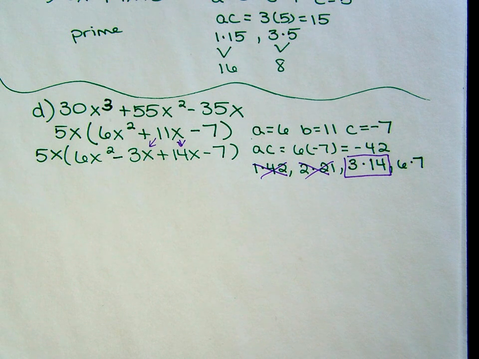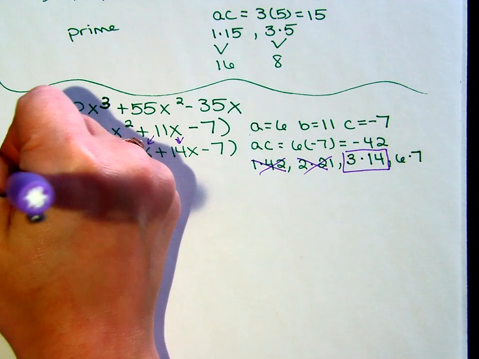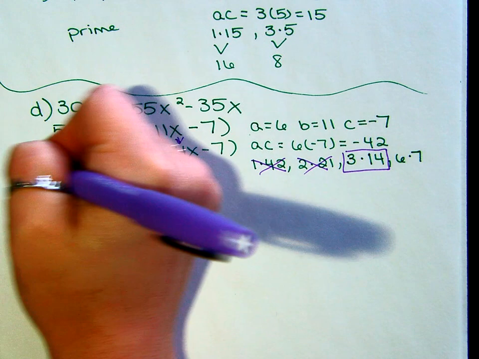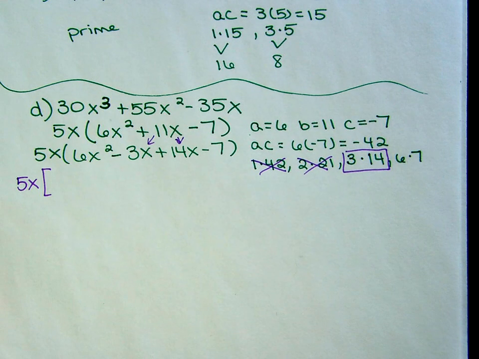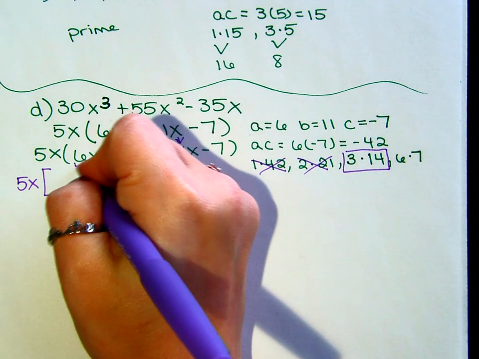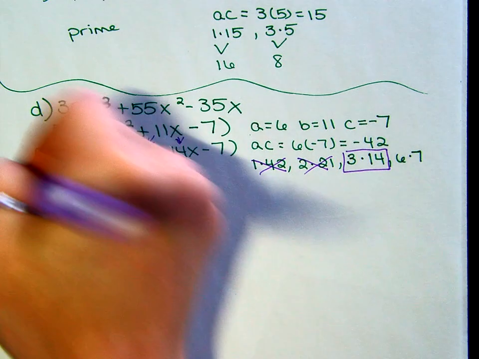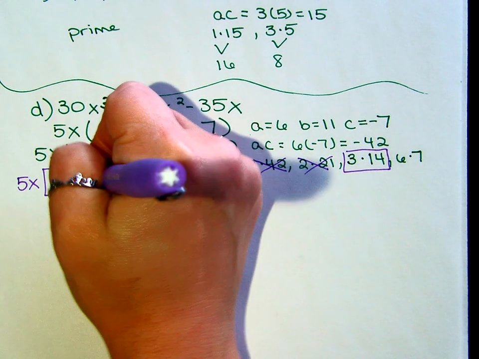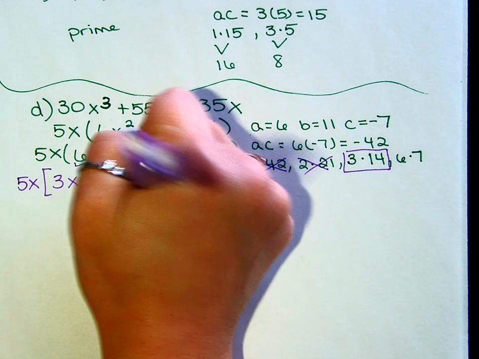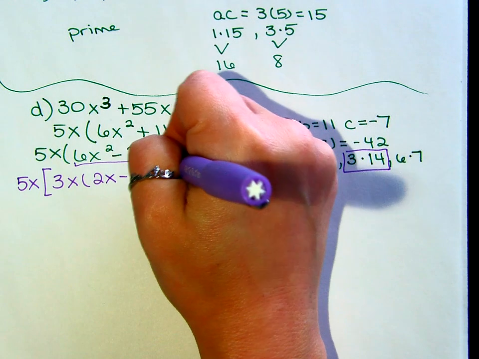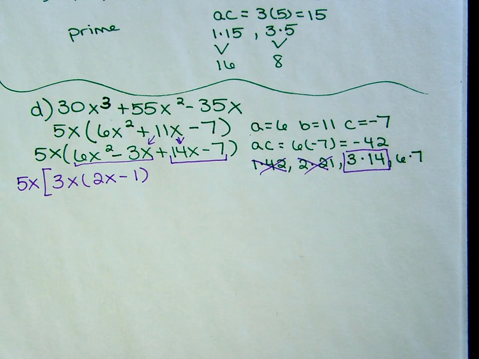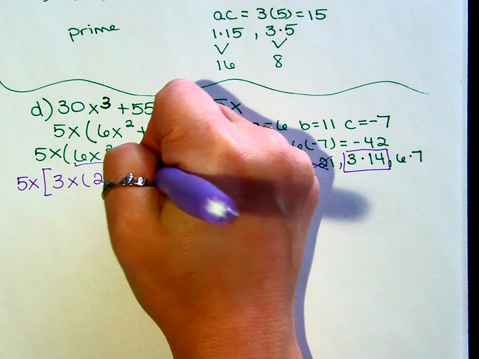So again, 5x is still living out here in no man's land. I'm going to change that to a bracket just so that you really see the binomials inside of here. Because I'm looking at 6x squared minus 3x. What do those have in common? 3x, giving me a 2x minus 1. And then I'm looking at 14x minus 7. What do those have in common? Positive 7. Again, giving me a 2x minus 1.